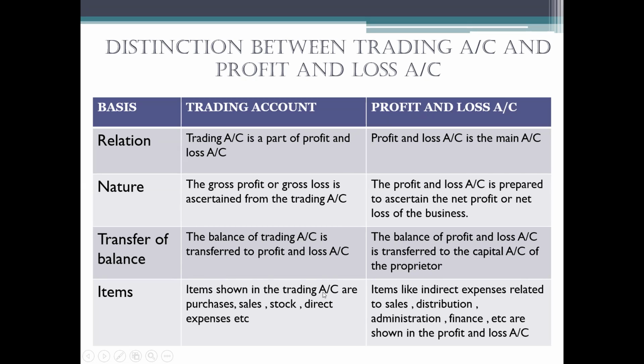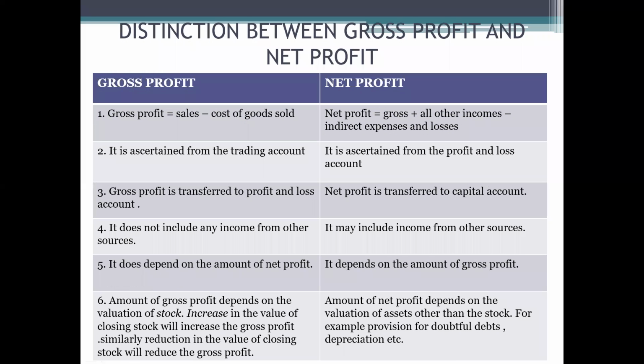Items shown in the trading account are purchases, sales, stock, direct expenses, etc. And items like indirect expenses related to sales, distribution, administration, finance, etc. are shown in the profit and loss account. Now, the distinction between gross profit and net profit. Kindly go through the difference between gross profit and net profit on your own. It's very simple and easy.